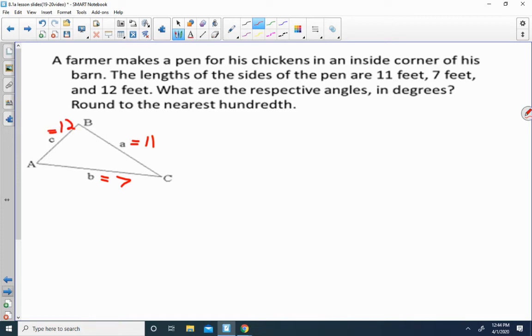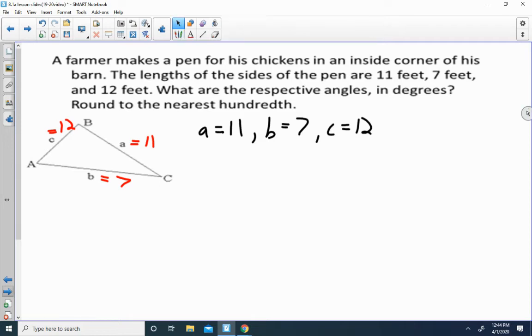Now, just so you know, you don't have to label little a as side 11. If you want to have the side little a be 7 or 12, that's totally okay. The same thing with B and C. It doesn't really matter. But just for this example, I'm going to have A be 11, B be 7, and C equals 12. Again, doesn't matter which one's A, B, or C. And sure enough, it's asking what the angles are. We want big A, big B, and big C. So that's what we're going to find. Big A, big B, big C.